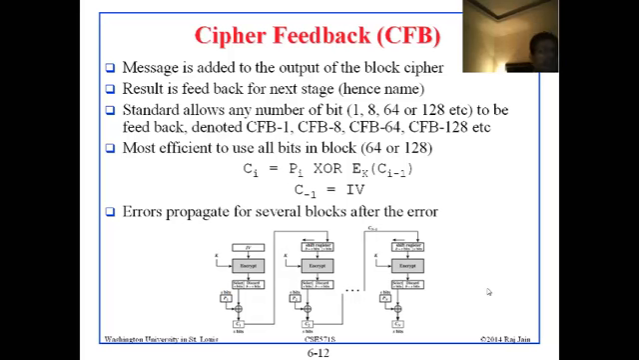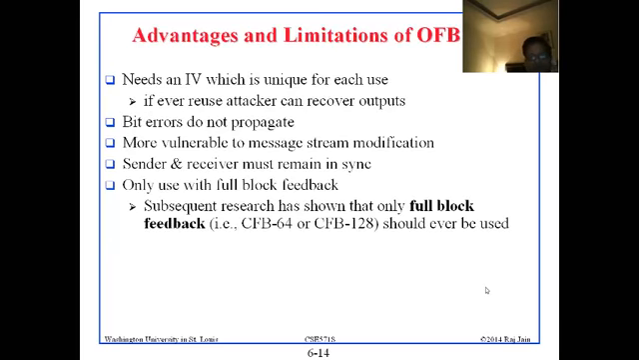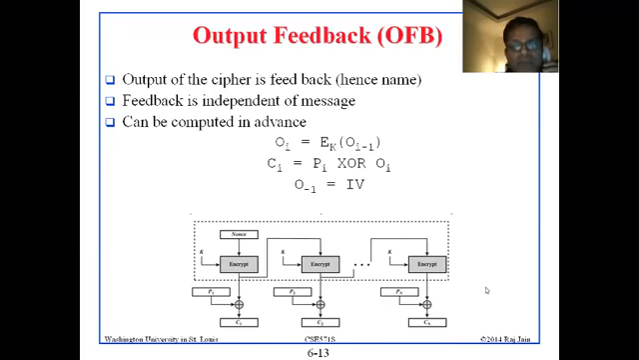So this is the second mode of operation, CFB. Or actually, this is the same thing. Hold on, we have to move back to the previous one. Output feedback. In this case, rather than taking the ciphertext to the next block, we take the output of the encryptor to the next block. So this is very similar to the previous one.